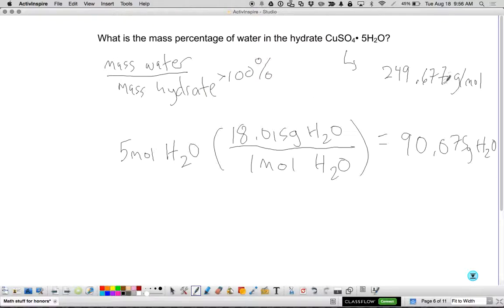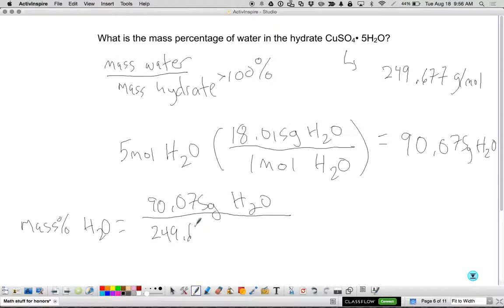All right, so I've got my mass of water. I take my mass of the hydrate, which I just multiply by 1 mole to get rid of the moles. And so my mass percent of water becomes 90.075 grams H2O over 249.677 grams per mole, or grams hydrate, times 100%, and I get 36.1%. So this is another type of mass percentage problem that you'll see.